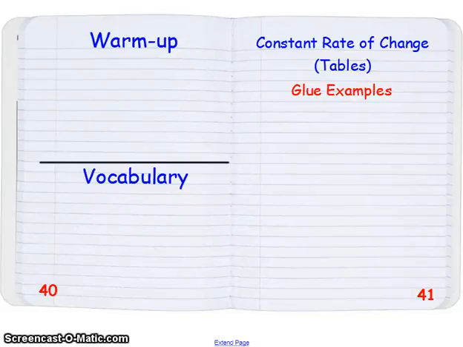Okay, we are on constant rate of change, page 41, and we are going to do two different kinds of rate of change. Today, we will be looking at tables. So if you also want to put that in the heading, please do that. Don't forget to put it in your table of contents, and then when you get your page set up, make sure you've got warm-up and vocabulary.